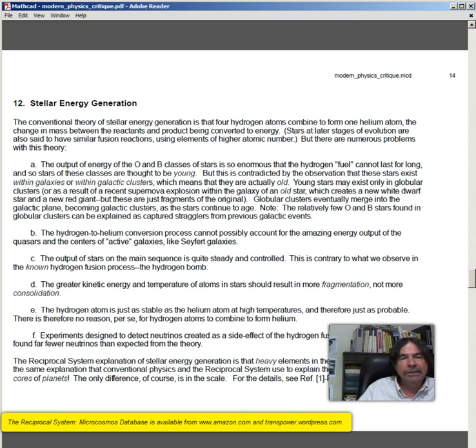And F. Experiments designed to detect neutrinos created as a side effect of the hydrogen fusion process have usually found far fewer neutrinos than expected originally from the theory. Of course, the theory has been patched since.